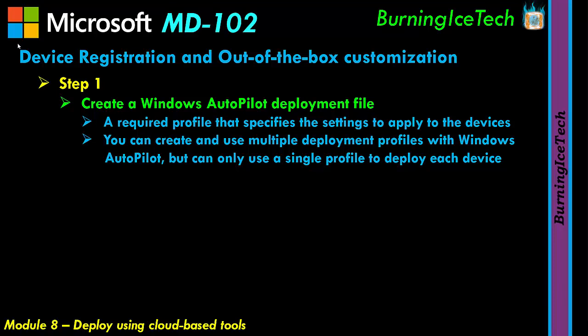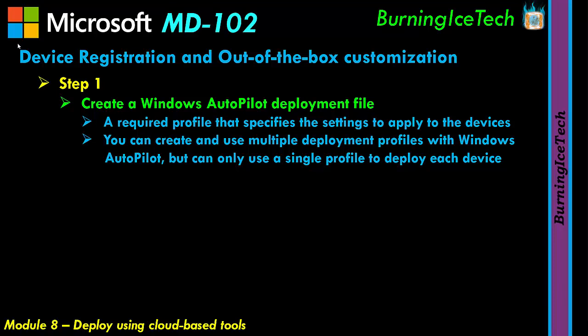So as I've said, you can create and use multiple deployment profiles within Windows Autopilot, but can only use a single profile to deploy to each device. So you can go and create as many as you want. You can create one for every department or for any other scenario, but as long as you remember, you can only apply one to a device.